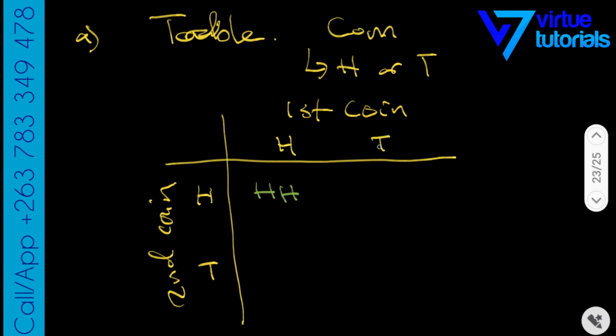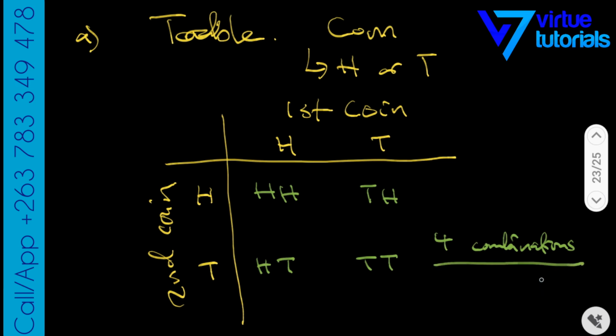I can get a tail on the first coin and a head on the second coin, so I can get a tail and a head. I can get a head on the first coin and a tail on the second coin, so I can get a head, then a tail. I can get a tail on the first coin and a tail on the second coin, so I can get a tail and a tail. So what we see is that there are four possible combinations that can be found, right? There are four possible combinations: two heads, one tail and one head, one head and one tail, and two tails.